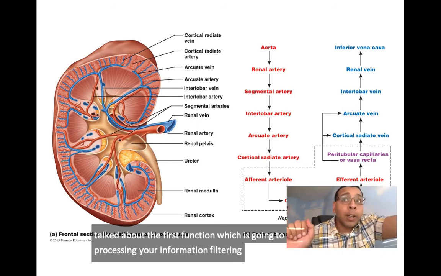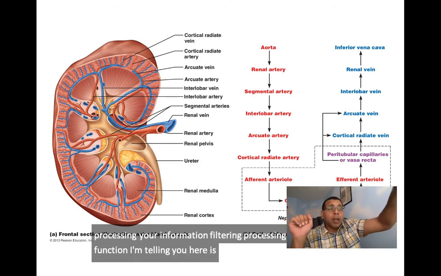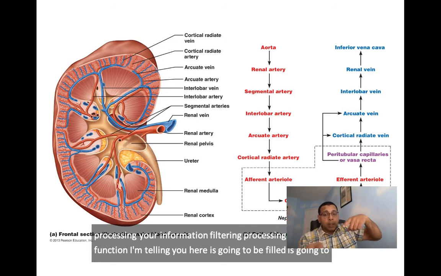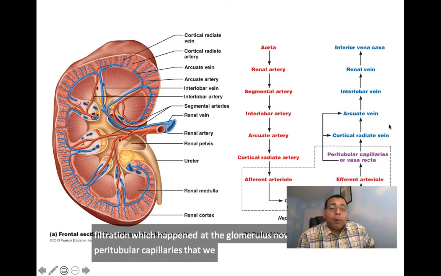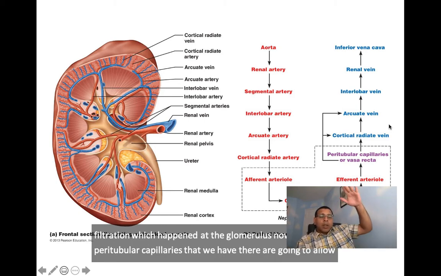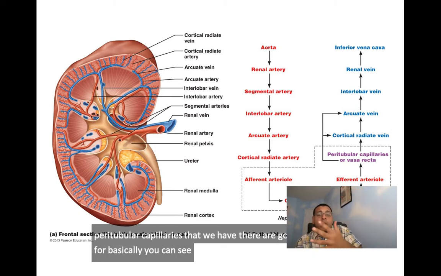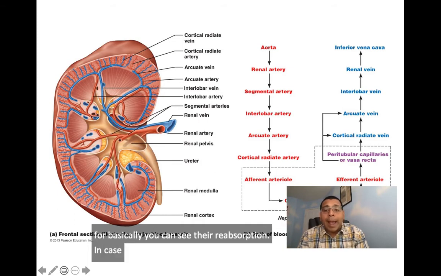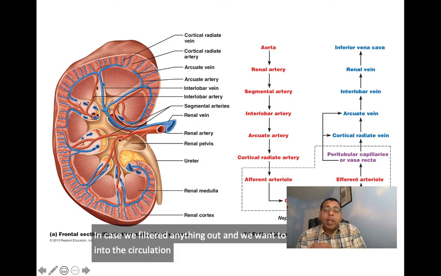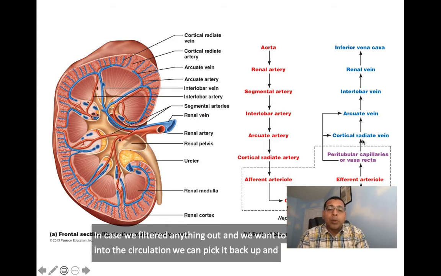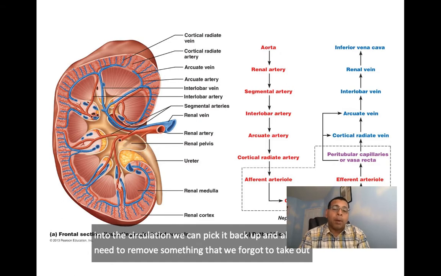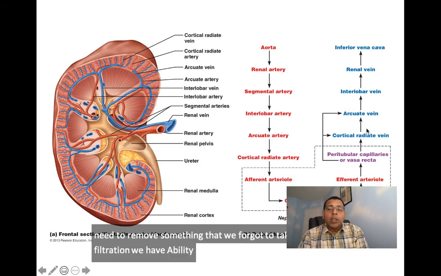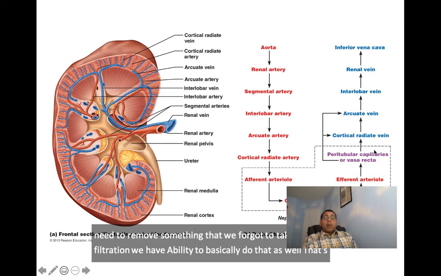The first function I'm telling you here is going to be filtration, which happens at the glomerulus. Second, the peritubular capillaries that we have there are going to allow for reabsorption, as you can see there, in case we filtered anything out and we want to send it back into the circulation, we can pick it back up. And also, in case we need to remove something that we forgot to take out during filtration, we have the ability to do that as well. So that's what these capillaries here are going to be important for.